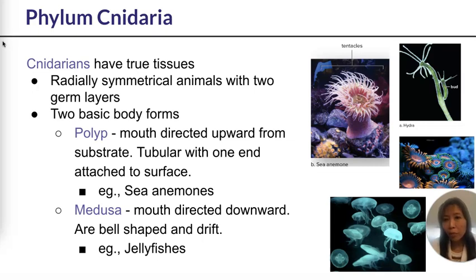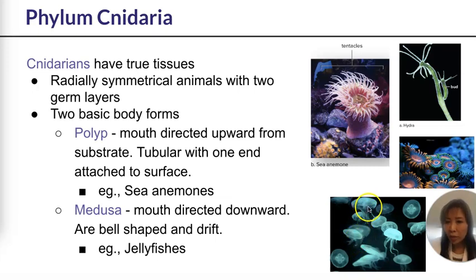There are 2 basic body forms of animals that fall under Cnidaria. The first one is the polyp, in which the mouth, as you can see here, is directed upward from the substrate. They have a tubular body that's attached to the surface on one end, and their mouth is open. This would be like the sea anemone that you would see at low tides if you were to go to Monterey or Santa Cruz. And then we have another body form, which is the medusa.